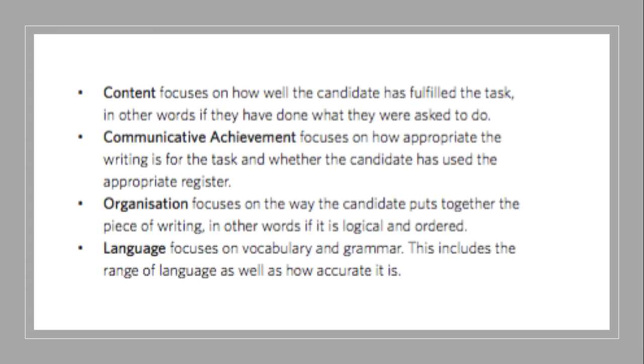Oh, and let's talk briefly about how you're assessed. Cambridge will look at 4 things, 4 subscale elements in your writing. They're equally important. In total, you're allotted 20 points for each piece, and dividing 4 into 20 is 5 points each. So content is worth 5 points. Communicative achievement is worth 5 points. Organization is worth 5 points. And language is worth 5 points.